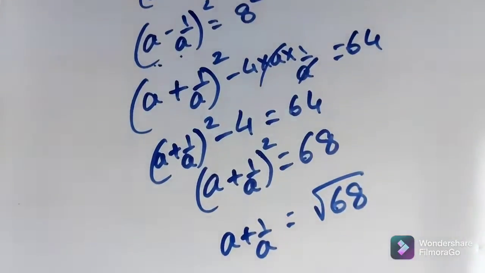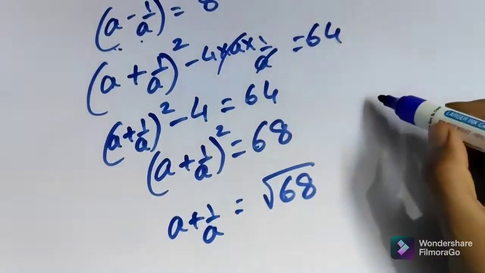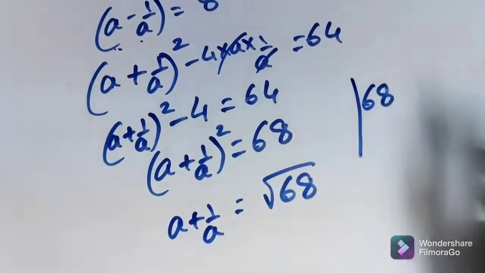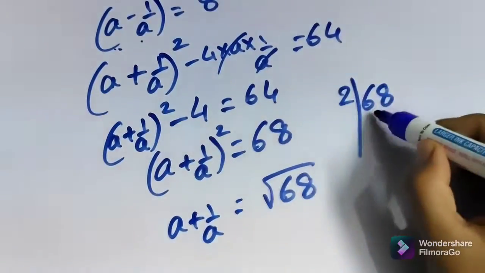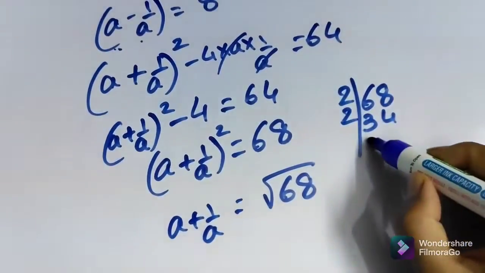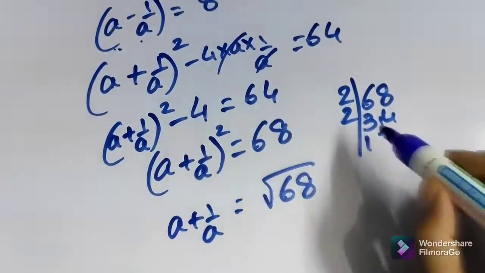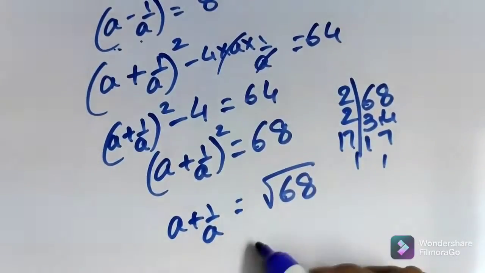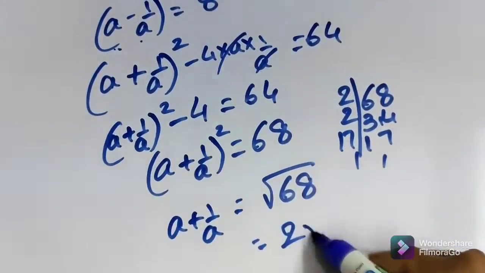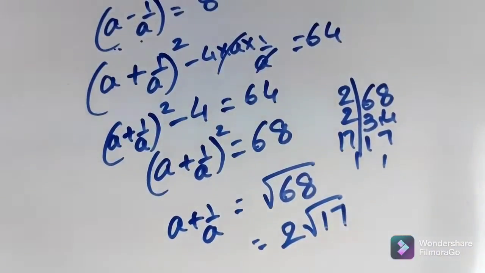So what is the square root of 68? 68 square root by prime factorization method. 2 2s are 4, 2 17s are 34, 17 1s are 17, right? So now 2 comes out, square root 17 is the answer.